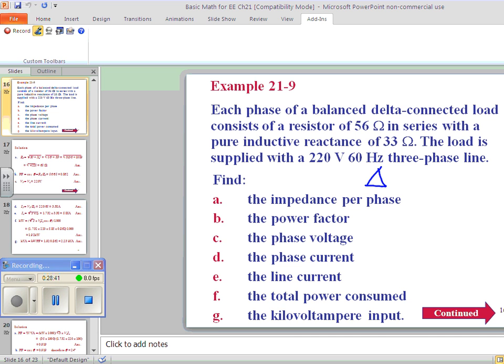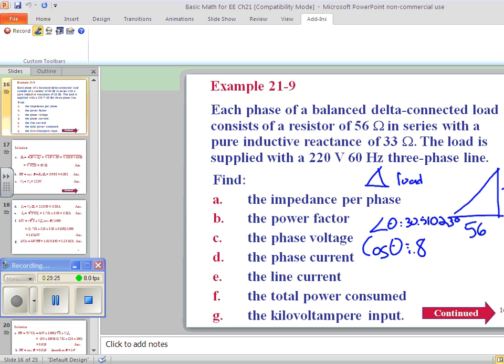We've got a delta load. Is this the same problem? Yep, same problem. We got a triangle here. And we had 33 and we had 56 ohms and we had an angle. Theta was 30.51023 degrees. Okay, and the cosine of the angle.